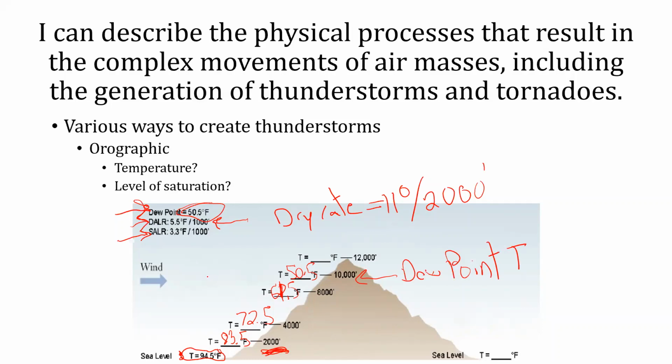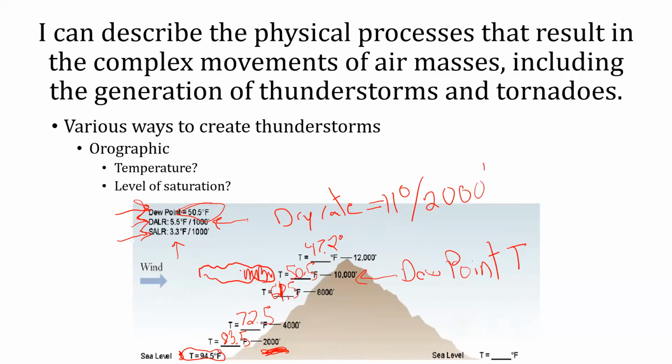That means that we expect condensation. This is when we expect our clouds to form. It also means that this atmospheric parcel is saturated, and so now we have to switch to the saturated adiabatic lapse rate of 3.3 for this final temperature drop. So 50.5 minus 3.3 is 47.2 degrees. Okay, so now we've made it all the way to the top of the mountain.